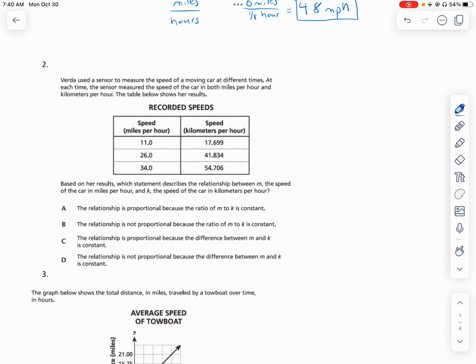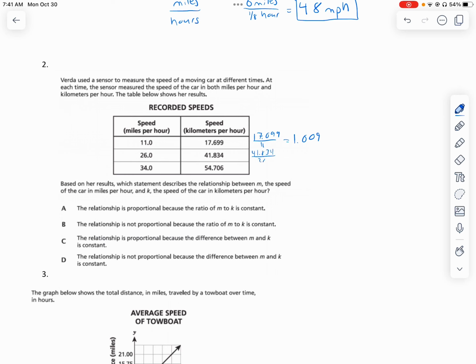Verdi used a sensor to measure the speed of the moving car at different times. Based on the results, which statement describes the relationship between m, the speed of the car in miles per hour, and k, the speed of the car in kilometers per hour? If we do 17.699 divided by 11, that gives us 1.609.